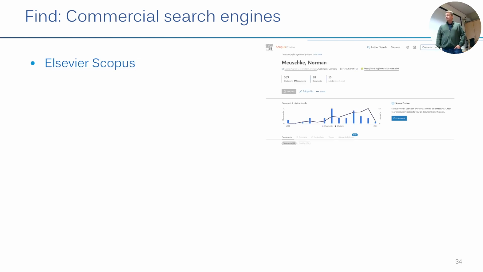Other possibilities: there are commercial services, and I think Uni Göttingen also has some subscriptions to some of them. I don't know exactly, maybe you can help me. Have you ever encountered some commercial services via the library interface or something? Very big ones, Elsevier Scopus.